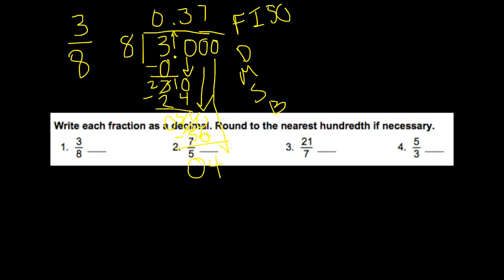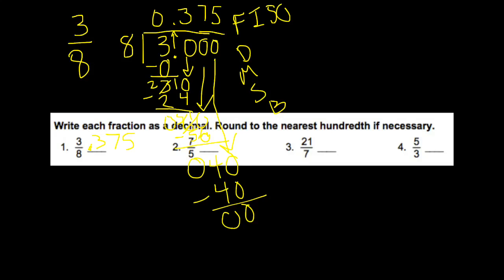Last step, I'm going to bring down the last 0. 8 goes into 40 5 times. 8 times 5 is 40. 40 minus 40 is 0. So the proper fraction, 3/8, is 375 thousandths as a decimal. I'm going to put 375 thousandths right next to 3/8.